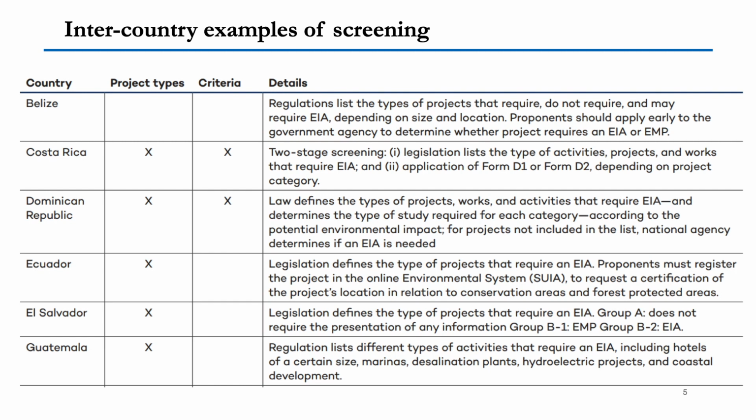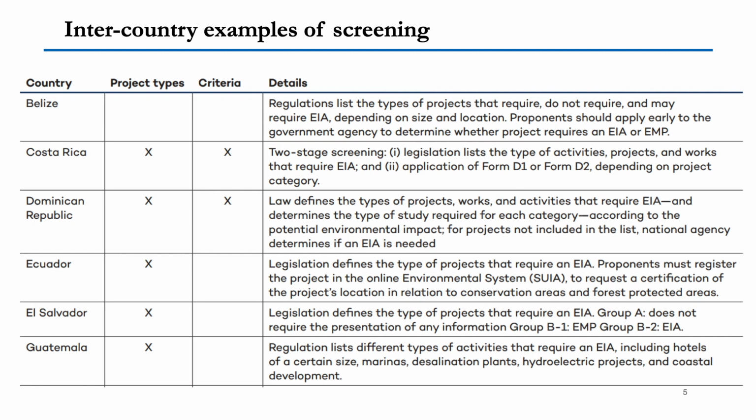The law defines the types of projects, works, and activities that require EIA and determines the type of study required for each category according to the potential environmental impact. For projects not included in the list, the national agency determines if any EIA is needed. So basically, even if there is a certain activity or project which is not included in any of these categories, then the national agency further decides whether they need to go ahead with EIA or not.